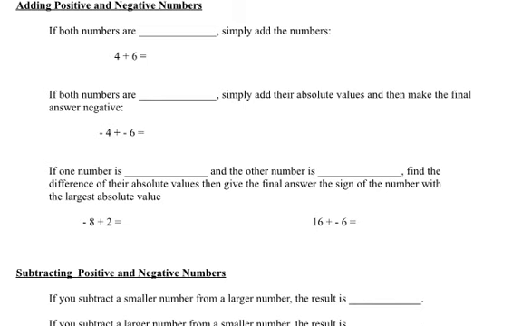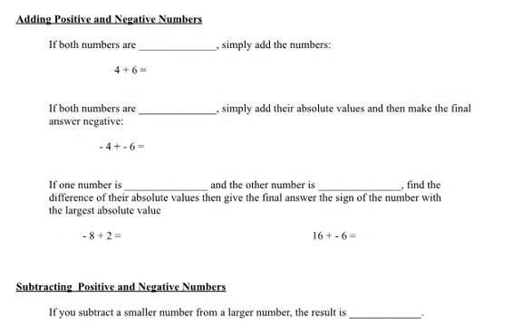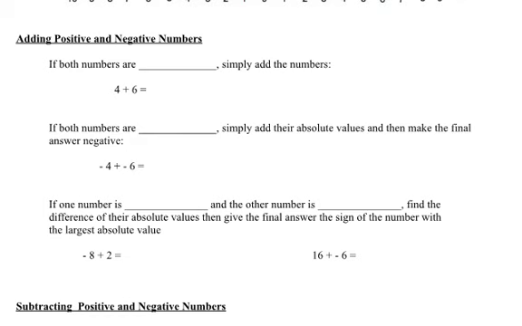Okay? Now, how do we work with negative numbers? When we're adding positive and negative numbers, if both of the numbers that we're adding are positive, we simply add them. So 4 plus 6 is 10. Now, if both of them are negative, we add their absolute values and then make the final answer negative.